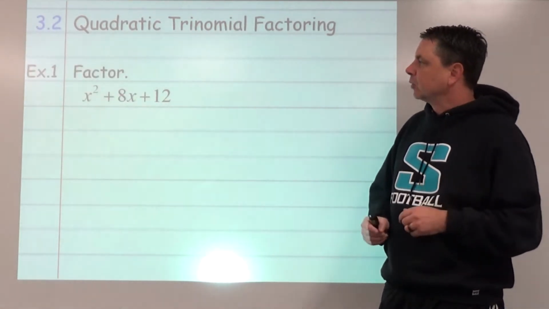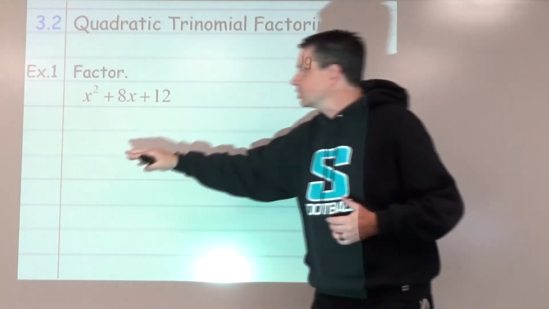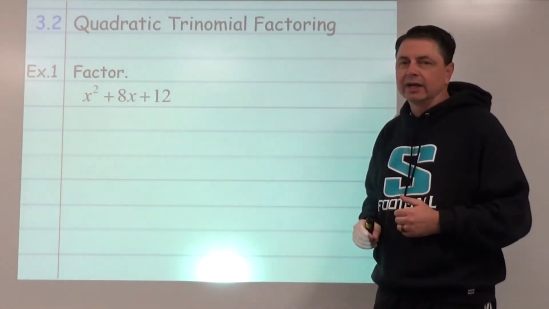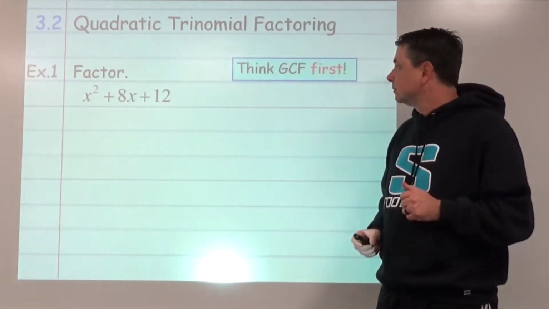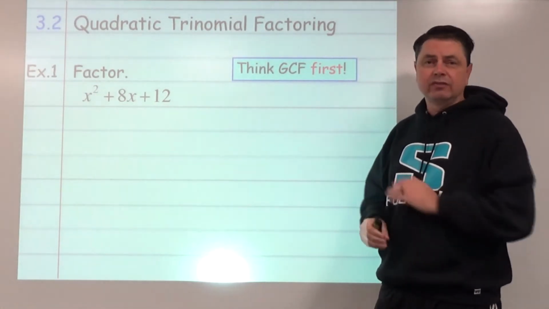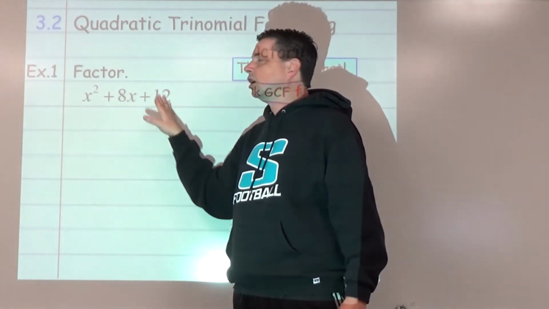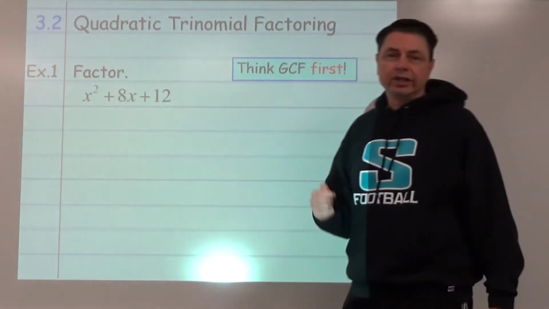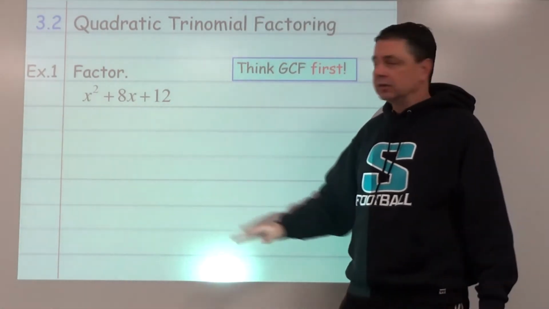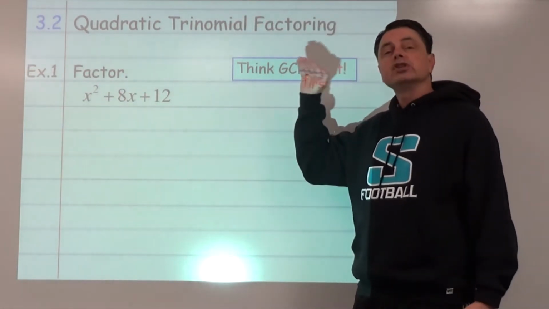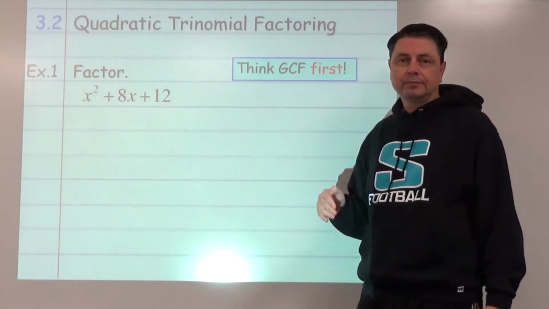So we see example number 1, factor. It's got three terms, x squared in the front there. So we've got quadratic trinomial factoring. Here are the steps. Always think GCF first, no matter what. Anytime it says factor, is there something in common in all three terms? In this case, no. This only has x's, this only has numbers, so there's nothing in common. It's important to think of that first.